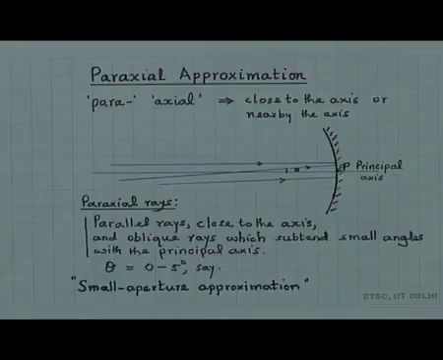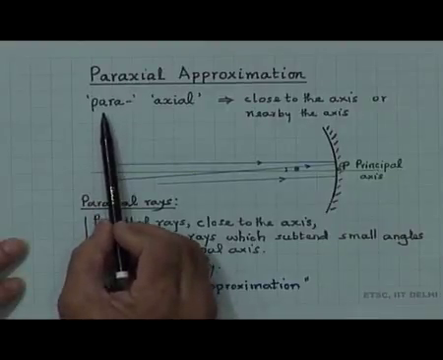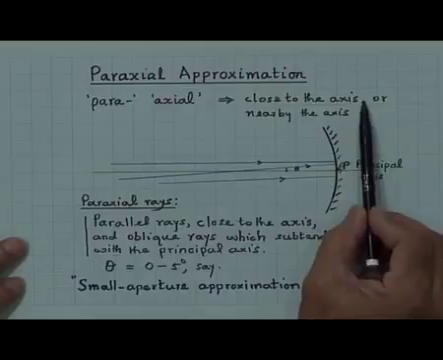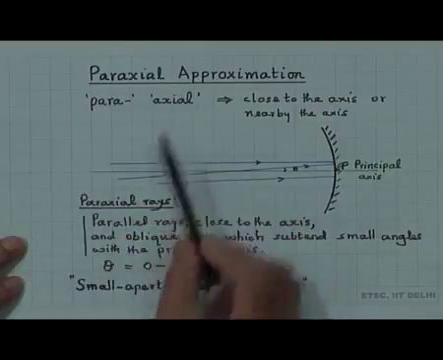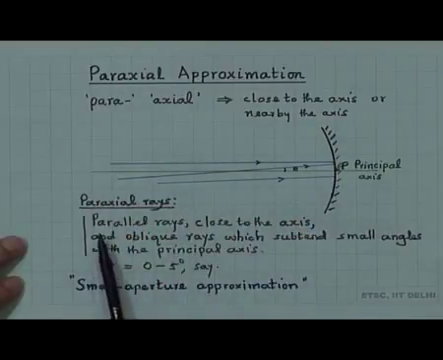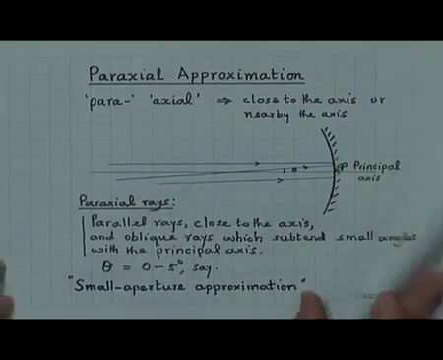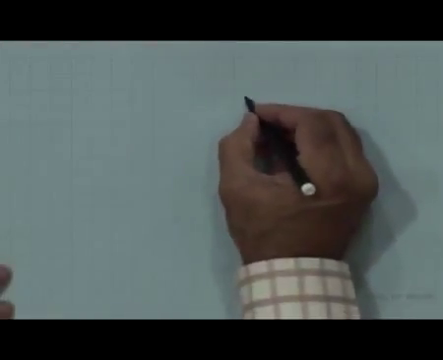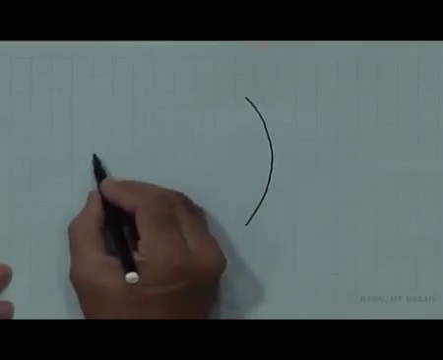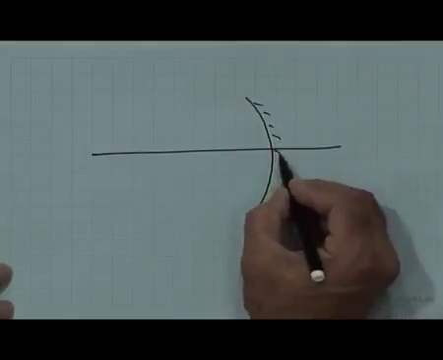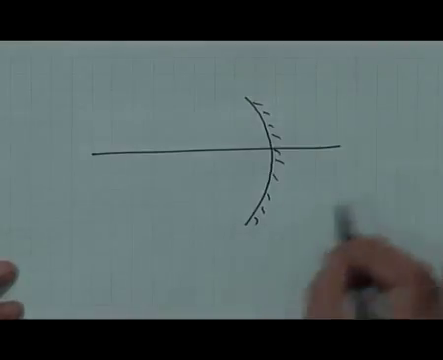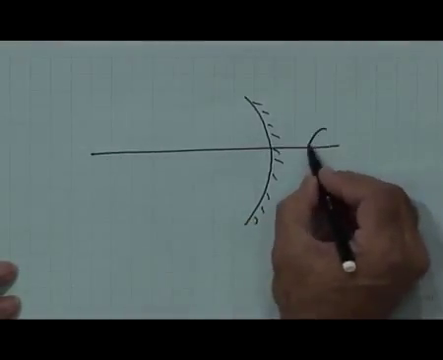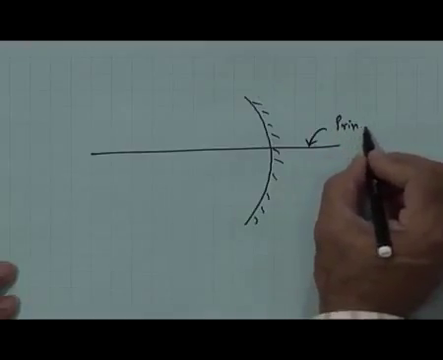Para-axial. This is actually from the Greek word para meaning close by, nearby. So, close to the axis or nearby the axis. So, we are looking at paraxial rays, which means rays which are close to the axis. Let me draw here separately. So, here is the mirror, and most of the times I am showing a concave mirror, but all discussions are equally valid for a convex mirror. So, this is the principal axis.